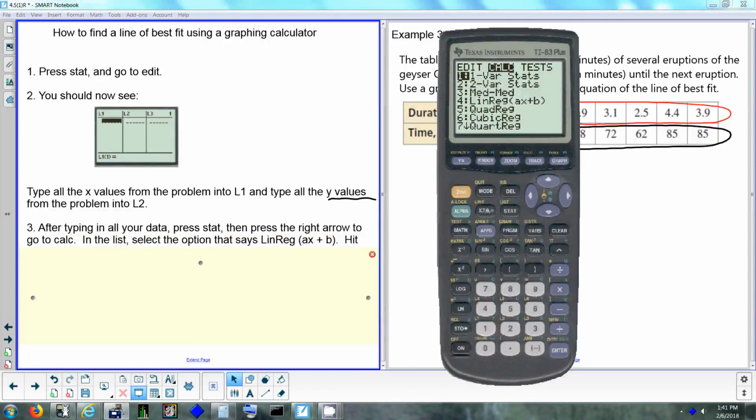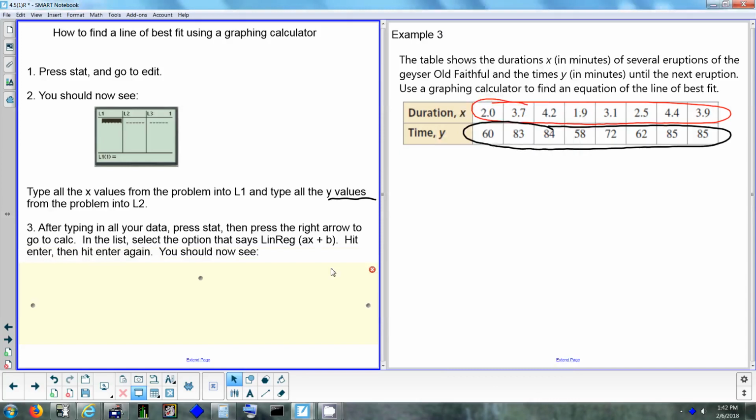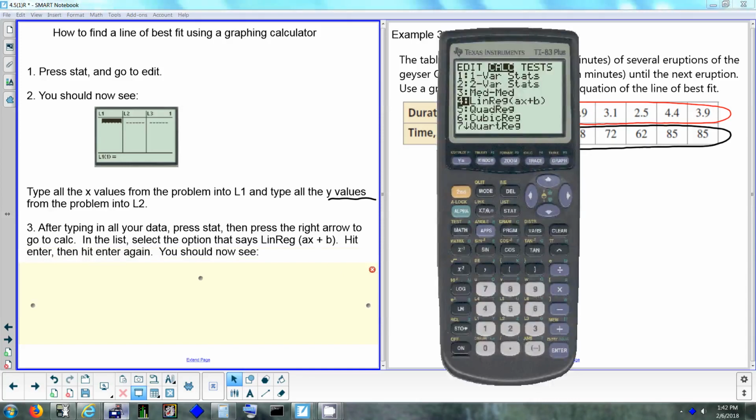Yeah. Okay. Next thing. In the list, select the option that says LINREG. Right there. How do you get to it? Press the down arrow. Don't do anything yet. Don't press anything yet. Wait. Okay? So everyone should have number 4 highlighted. Okay. Hit enter. Okay, good. Now you should see y equals a x plus b on the screen. Check out yours.